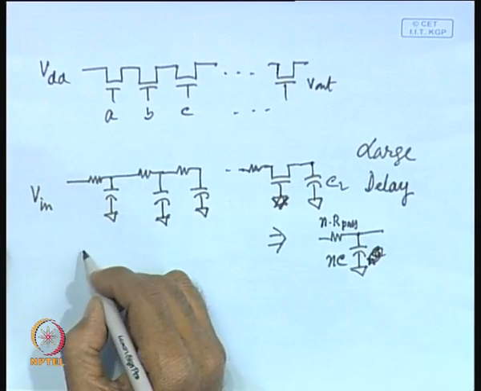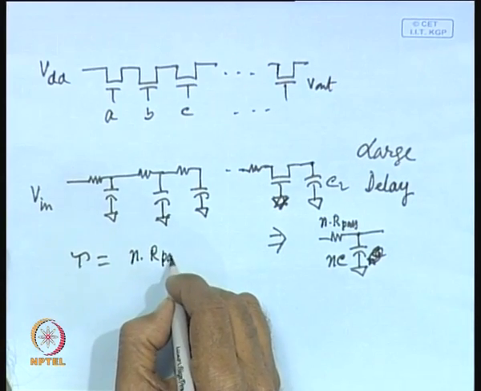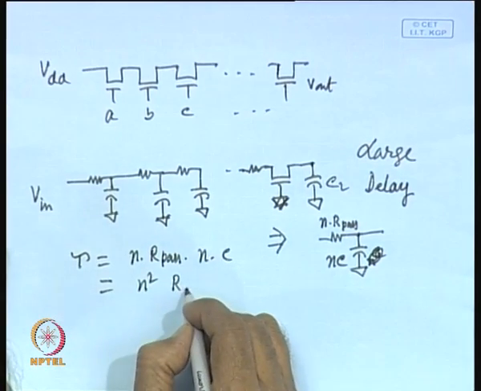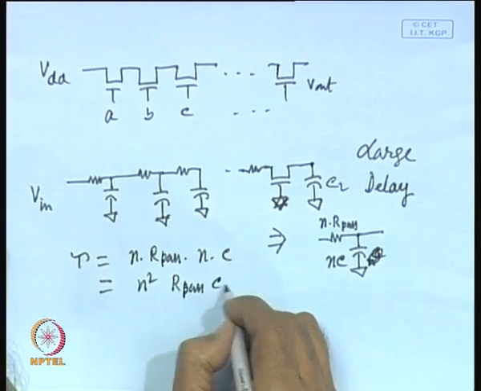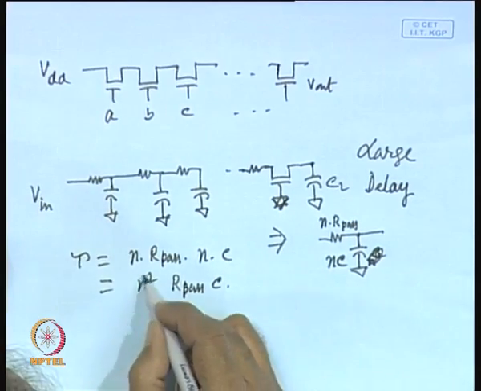So, what is the time constant tau? Time constant tau in this particular case is equal to N into R pass into N into C. That means this is equal to N square R pass into C. So, whenever we follow this simple model, we find that delay is proportional to N square, and obviously for 4 inputs the delay will be 16 times that of a single transistor, or when there are 8 transistors in cascade, delay will be 64 times. Obviously, it will be very large.